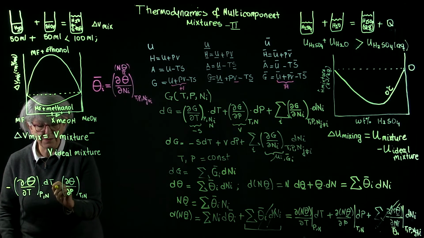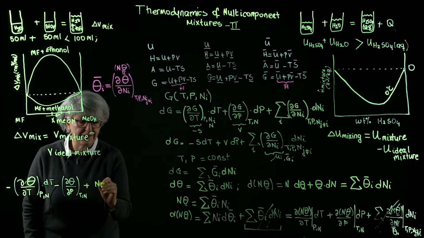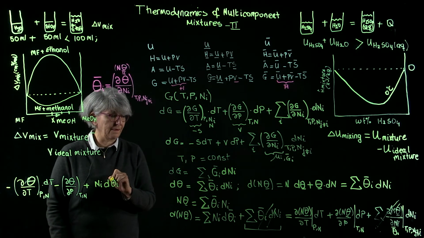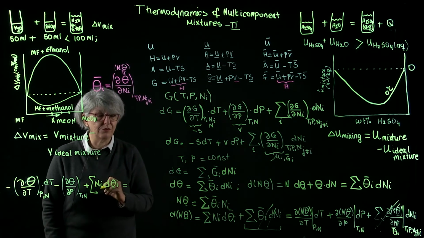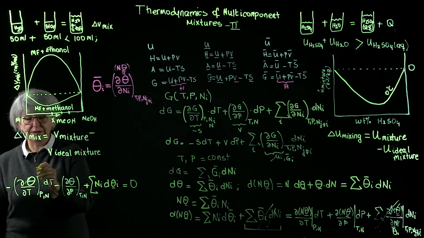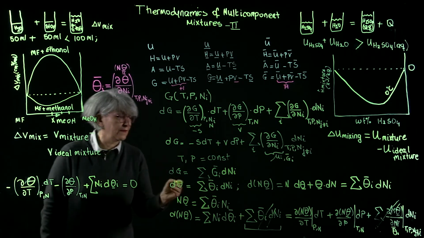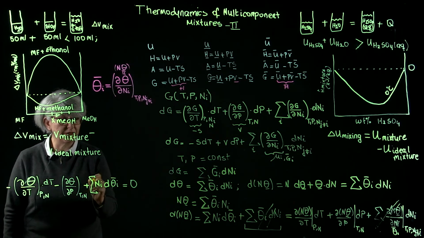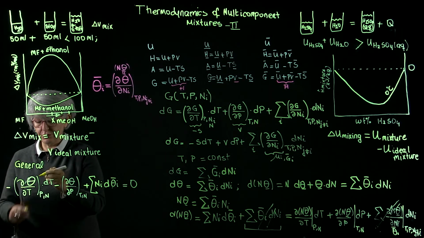All right. I took them to the other side of the expression, so I will put the sign as minus, plus Ni d theta i is going to be equal to 0. These thetas are of course partial molar properties. So this is the generalized Gibbs-Duhem relationship.